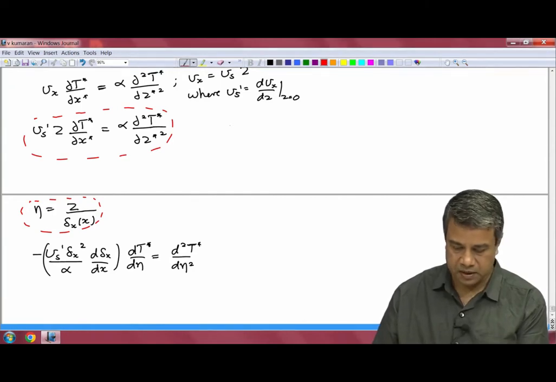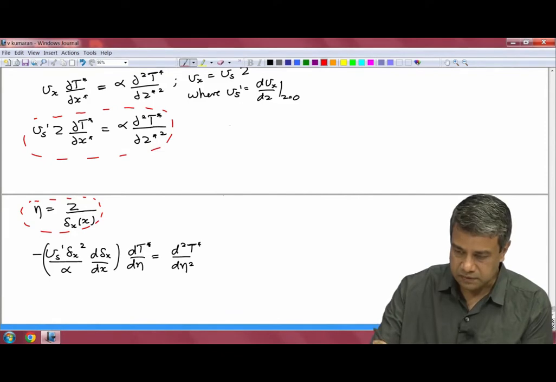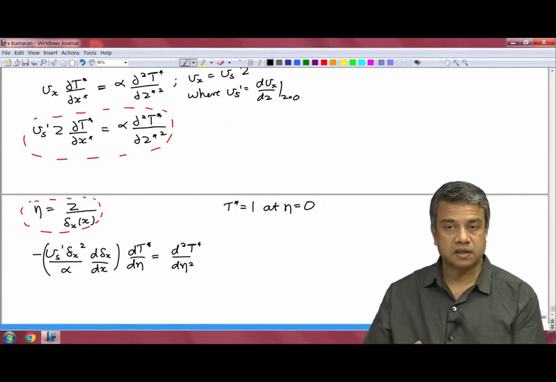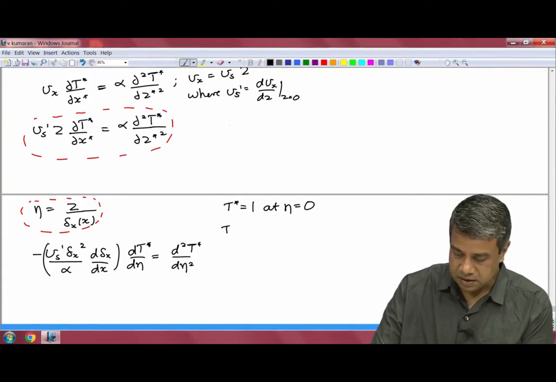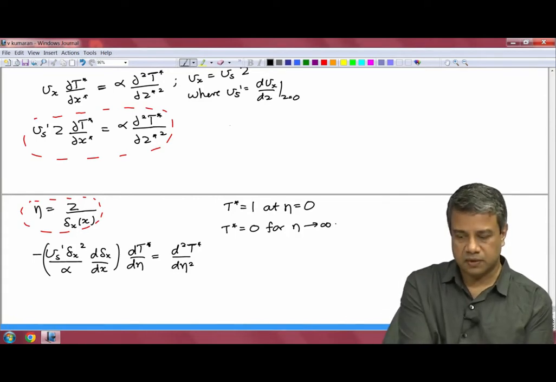The boundary conditions for the temperature, if you recall, were T star is equal to 1 at eta is equal to 0. These had to be converted from the boundary conditions for x and z, and T star is equal to 0 for eta going to infinity. So, those were the boundary conditions.